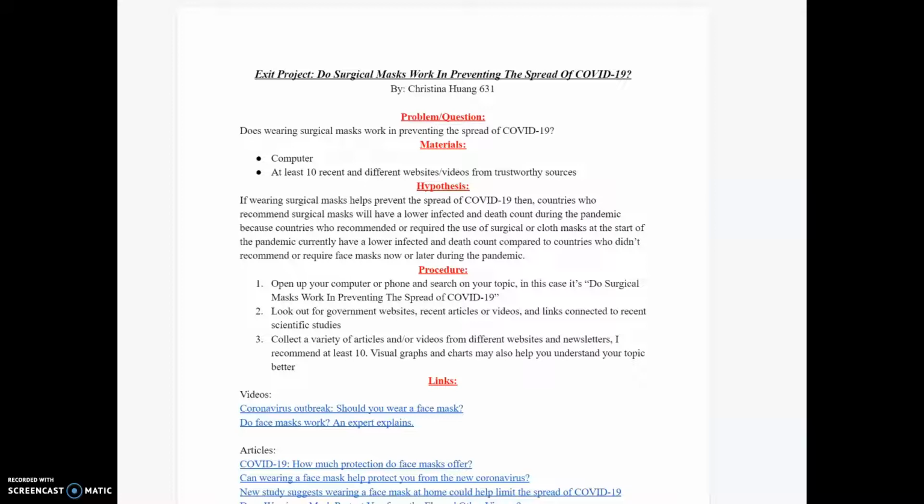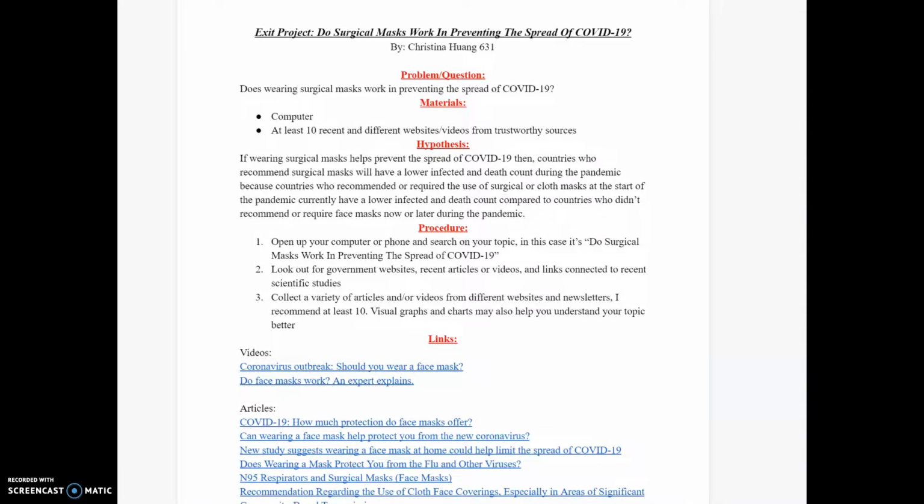The first one we're going to see is by Christina from 631, Christina Huang, and this is Do Surgical Masks Work in Preventing the Spread of COVID-19? I'm going to go through this. I cannot read the entire papers today. So what I'm going to do is slowly go through them, show you the different pieces and parts of the papers, and then come back and put a little bit of my own input into them.